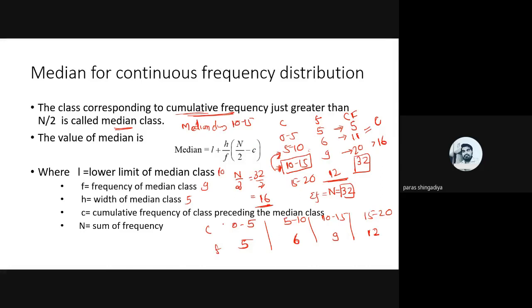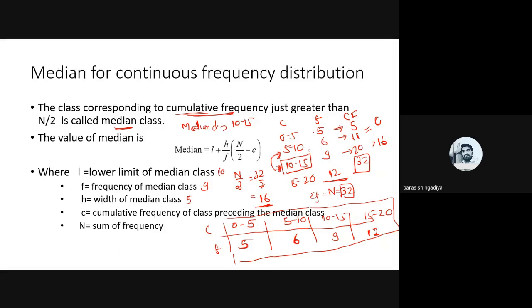As per the given data, that is the example I consider here: 0 to 5, 5 to 10, 10 to 15, and 15 to 20, and these are the frequencies: 5, 6, 9, 12. So we'll prepare the CF here. We'll derive the CF first.